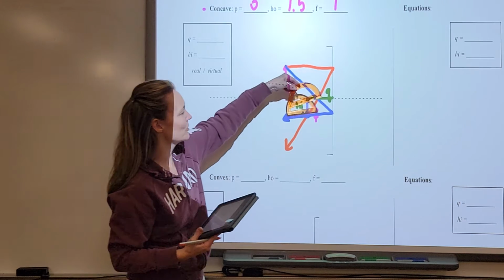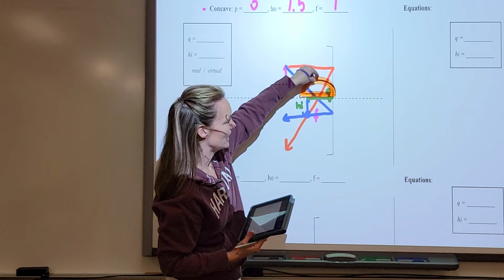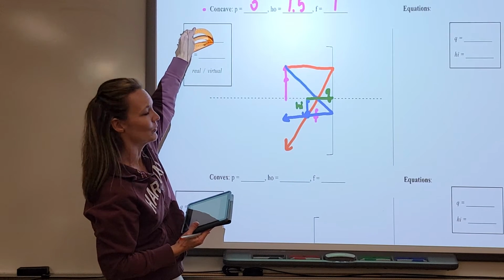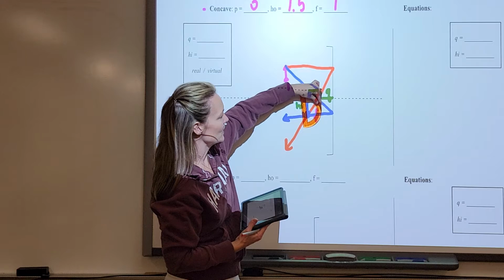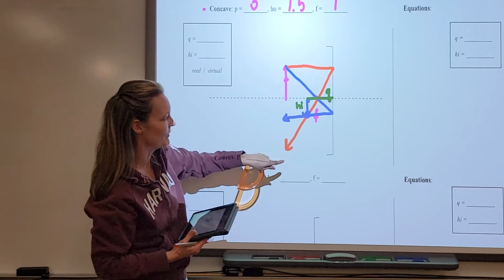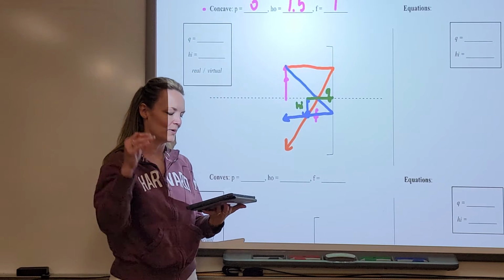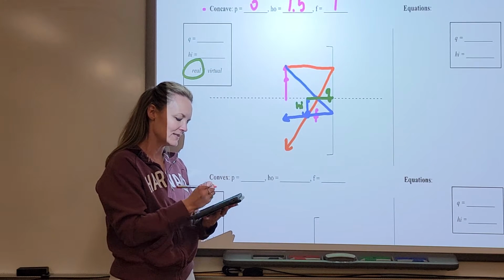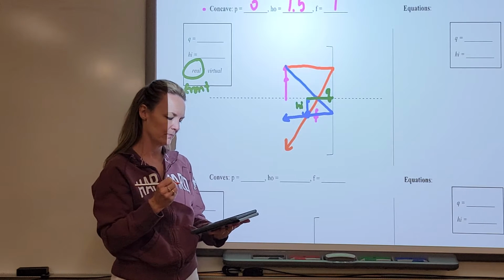Okay, you just lay your protractor right there. So you're going to actually measure it from here to here, put your answer there for Q. It should be positive because it's in front of the mirror. And then you're going to lay your protractor right here, measure the height of it from there to there, put your answer right here, and it should be negative because it's pointing downward. And this is a real image because it is in front of the mirror.